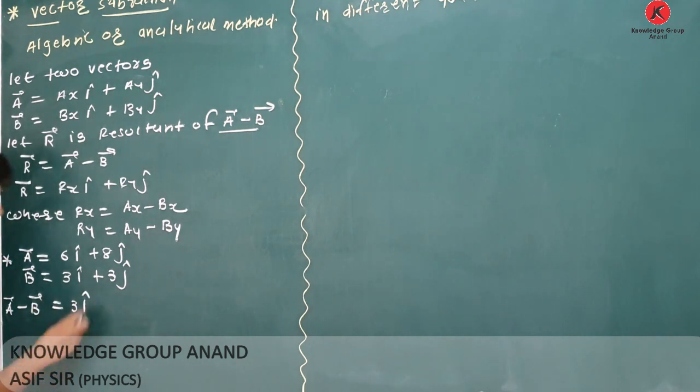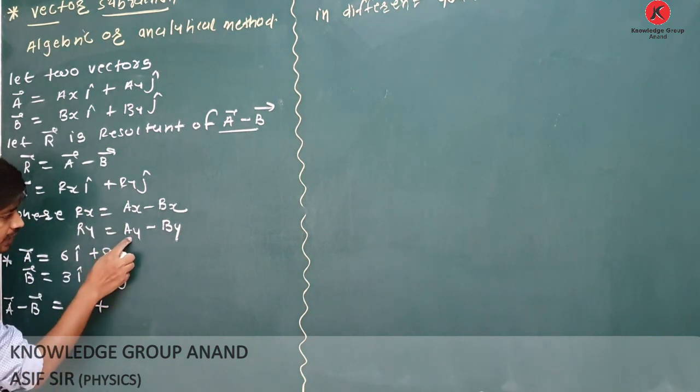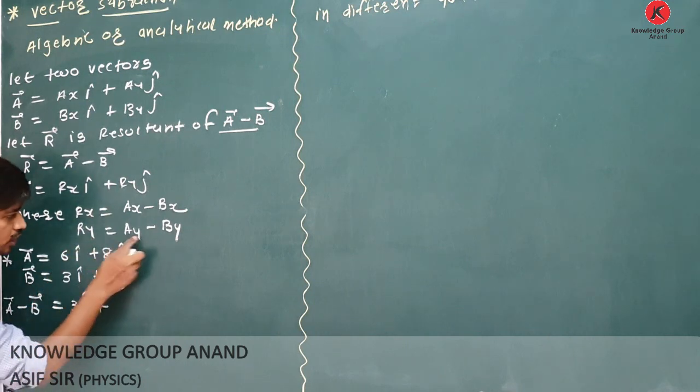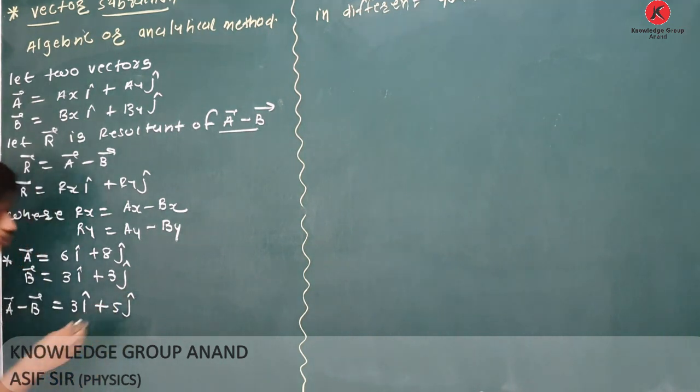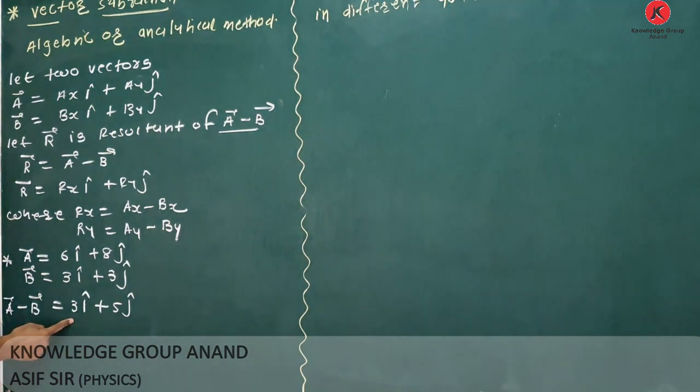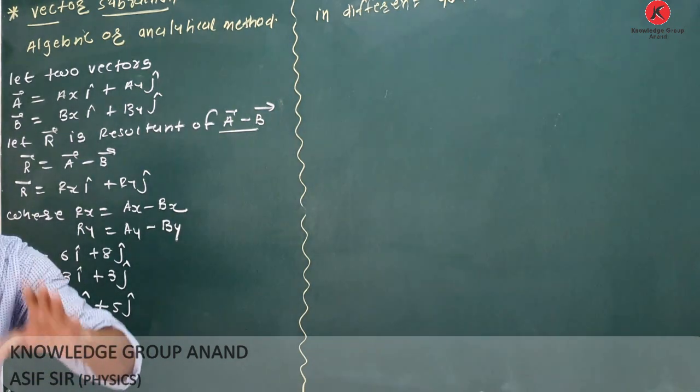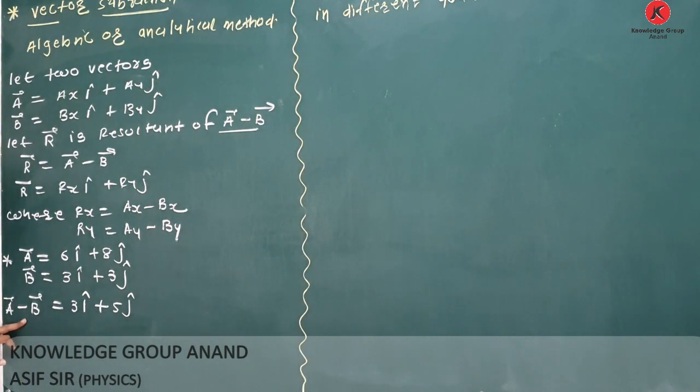Then what about the y component? Ry is equal to Ay minus By, 8 minus 3, which means it is 5j. Simple. This is subtraction of vectors. Now you know how to find its magnitude and direction. Find only the magnitude of this 3i plus 5j, and write your answer in the comment box.